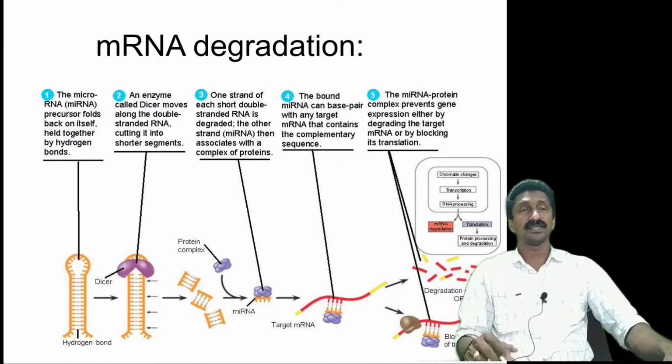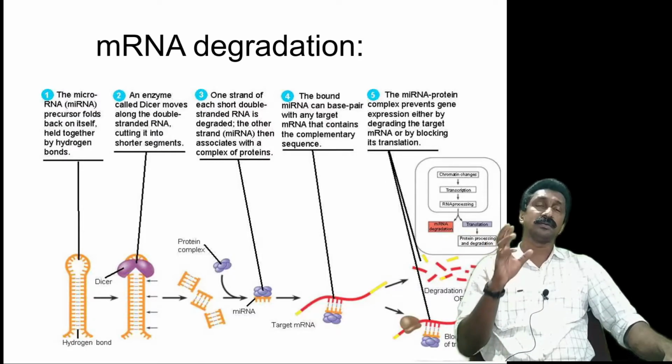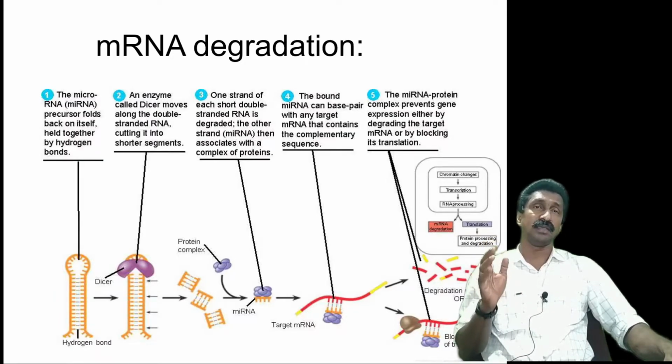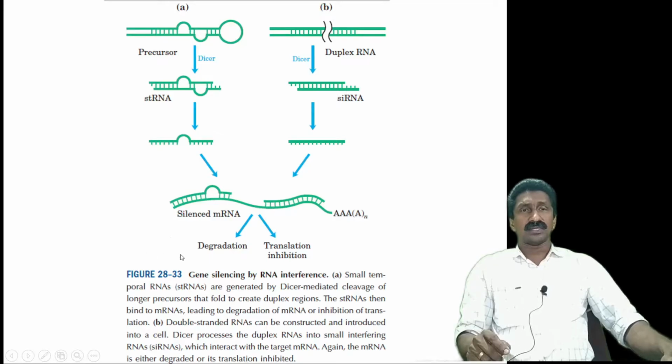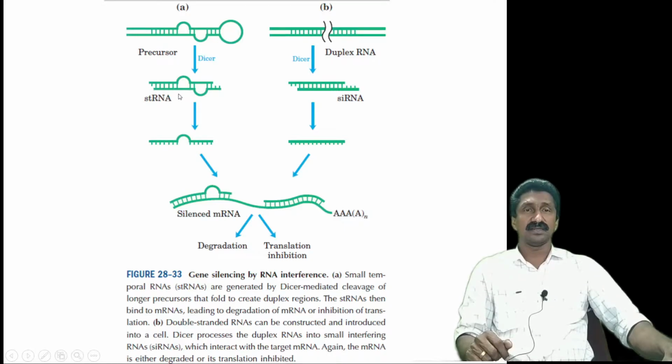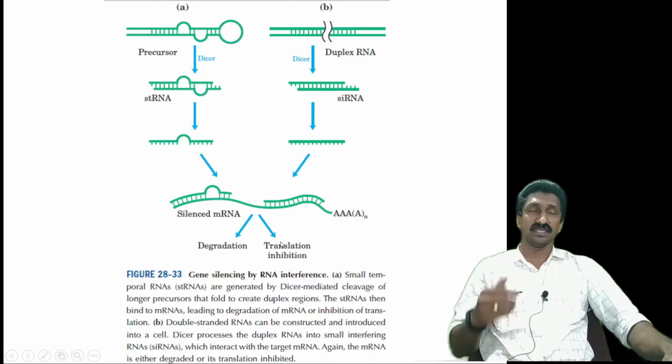So this is how mRNA is degraded, and how the expression of a target RNA is regulated using miRNAs. And this is another gene silencing by RNA interference. You can see that here we have a precursor RNA molecule, and a dicer enzyme will cleave it, generating the stRNA, or small temporal RNA, and one strand of the stRNA is generated. At complementary regions of the target mRNA to be silenced, this stRNA will bind, and that can lead to degradation of the RNA or translation inhibition, as we described in the previous case.